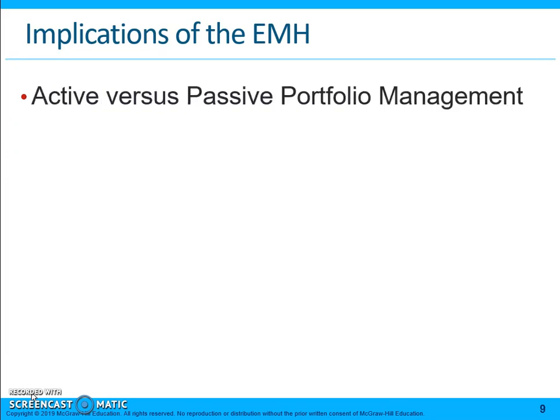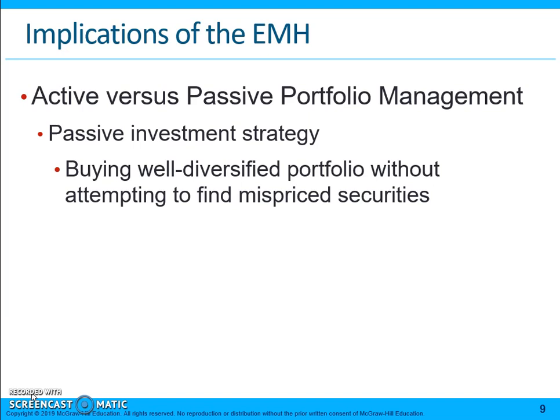Active versus passive management. Efficient markets are inconsistent with active management. If the markets are semi-strong form efficient, it is unlikely that you're going to be able to find undervalued, overvalued stocks, and so forth. A passive investment strategy simply means you buy a well-diversified portfolio without attempting to find mispriced securities. An example of a passive investment portfolio is purchasing an index fund.